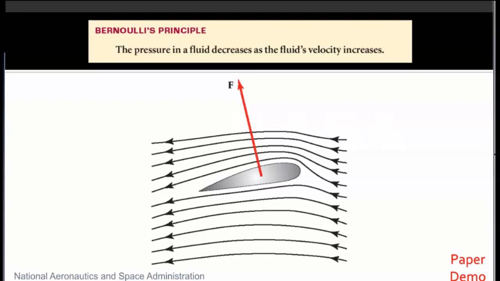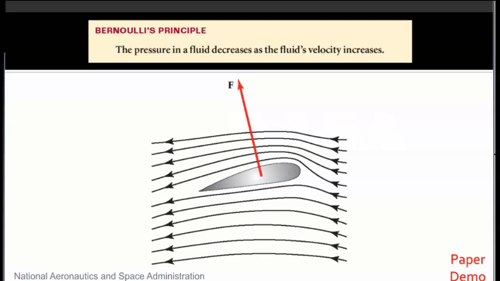So even though you're pushing down on the paper with your air, with your breath, it actually causes it to rise. So again, it's a cute, quick little demonstration to blow across a piece of paper. But we actually have a demo of this.